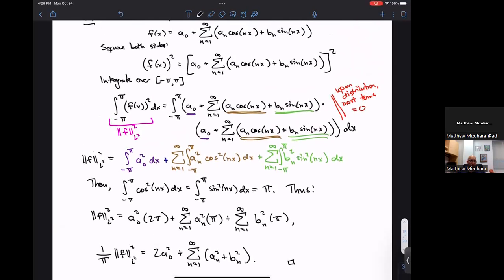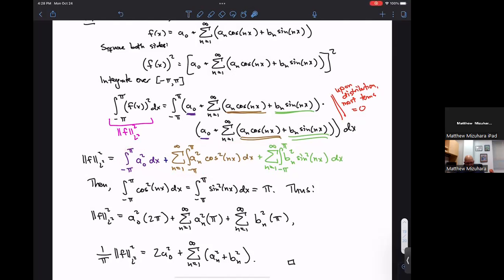Once you square both sides, you're squaring this infinite sum on the right. When you integrate, you just have to think about most terms being orthogonal, which means they won't matter when you try to integrate or when you try to add them all up. And so we should only keep the terms which we know will be non-zero upon integration. Okay, and that's what I had to do here in this step.